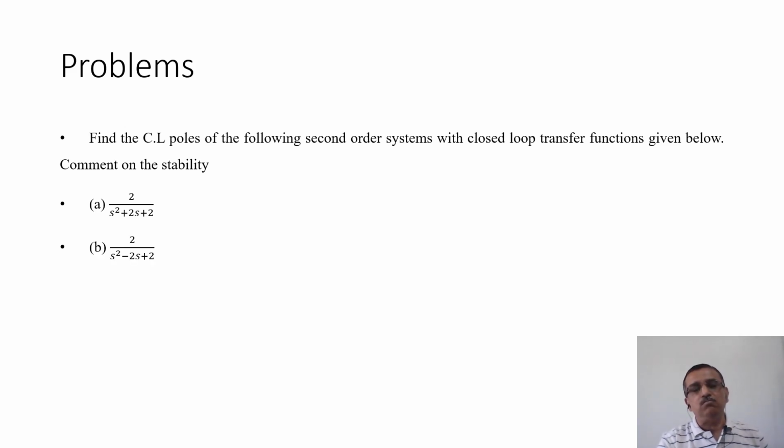One more problem, and you have to comment on the stability. If the poles are complex numbers, and all the poles have negative real part, the system is stable. If one of them has positive real part, the system is unstable. So that's all. Thank you.